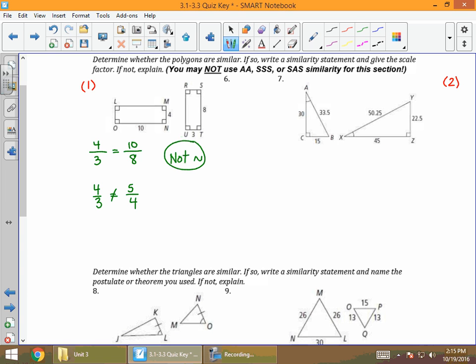Okay, and number 7, let's check the angles first. I see angle C is 90 and angle Z is 90, so those are the same. Angle A and angle X are the same, which means angle B and angle Y must be the same because of the third angle theorem. So I have angles. So now I need to check sides.